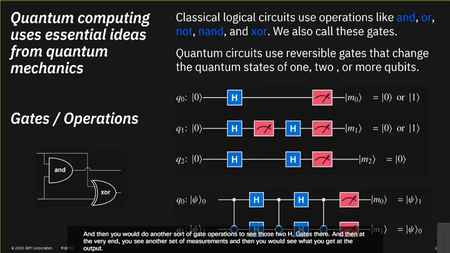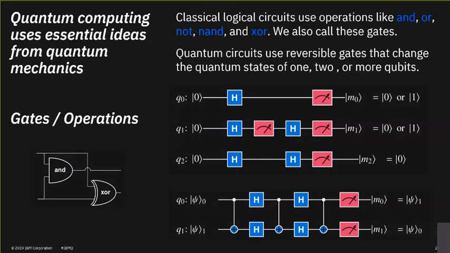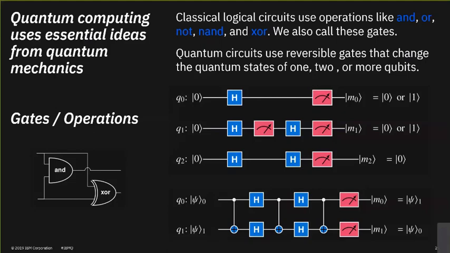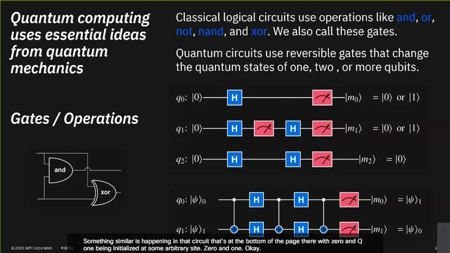And then you would do another sort of gate operation. You see those 2 H gates there. And then at the very end, you see another set of measurements. And then you would see what you get at the output. The Q0 output, it turns out, could be a 0 or a 1. Same thing with Q1, but Q2 has to be a 0 state. All right. And something similar is happening in that circuit at the bottom of the page there, with Q0 and Q1 being initialized at some arbitrary ket psi 0 and ket psi 1. Okay.